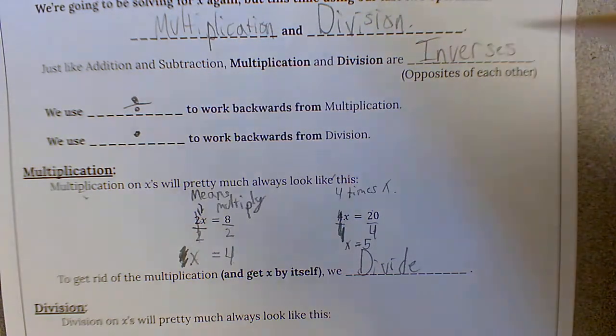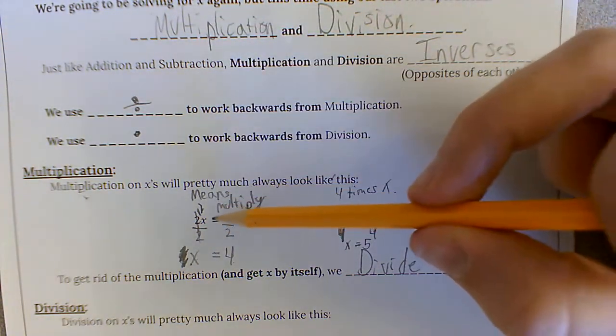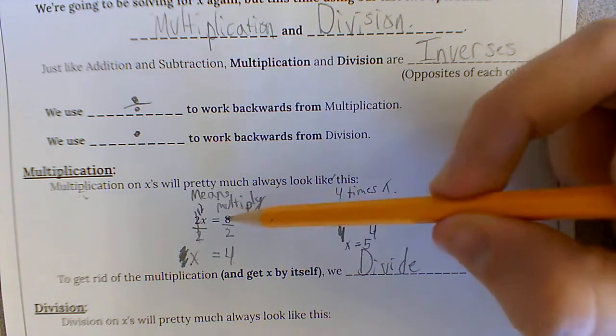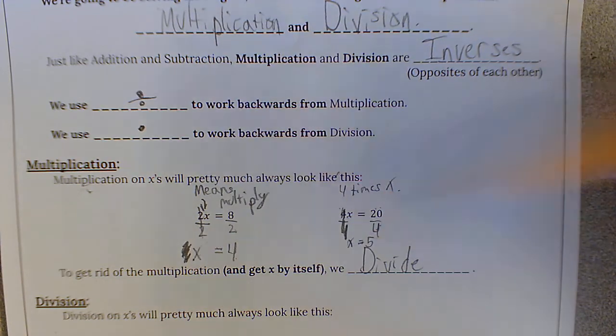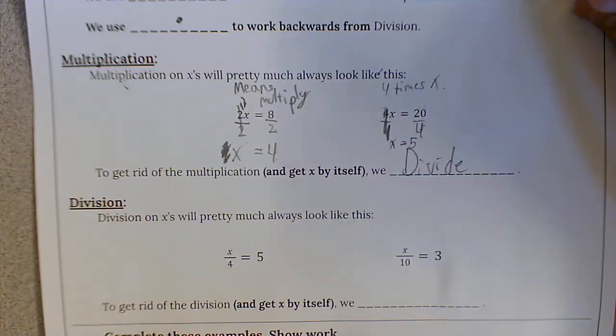Super, super, super important. You must show all work and take time to make sure your work looks really, really good. You need your equal sign, divide the right, divide the left. This matters for division as well.